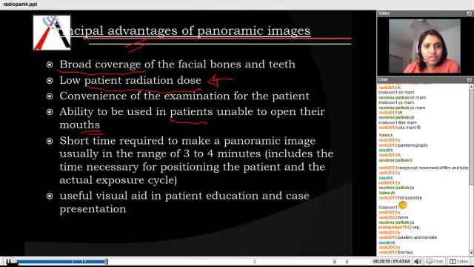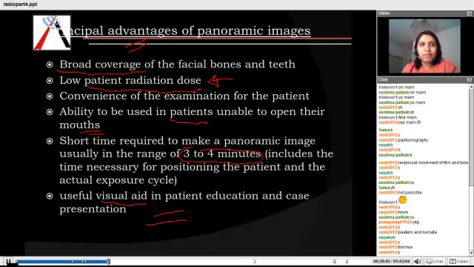There is short time required to make a panoramic radiograph, usually in the range of 3 to 4 minutes. Right? Including the positioning of the patient and the cycle, everything, it just takes 3 to 4 minutes. Rather, when we talk about multiple IOPAs to cover the whole mouth, it will take so much time. Further, it's a very nice visual aid in patient education and in case presentation. As compared to IOPA, which is difficult for us to explain to the patient, OPG will be more convenient and easy because you can actually show him the whole picture of the mouth. So these are some advantages which are very obvious.